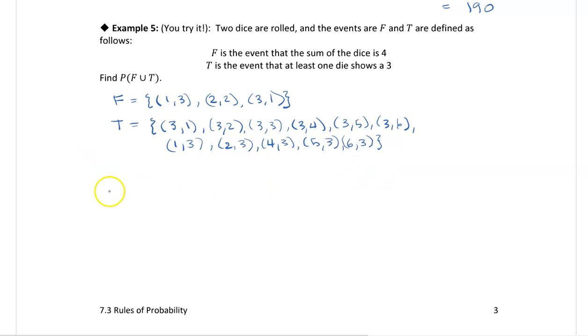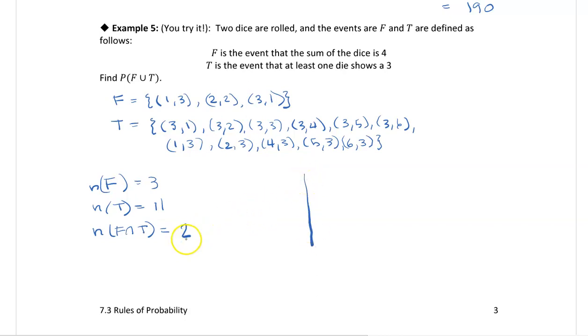So we know that the number of elements in F is 3. We know that the number of elements in T is, I can count these up, I get 11. Now, we also know the number in the intersection of these two sets, where at least one die shows a 3 and they add up to 4. That's just going to be these two cases, 1, 3 and 3, 1. So the intersection has just 2 elements in it. Now we can put this in a Venn diagram.